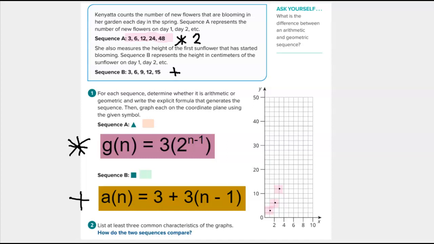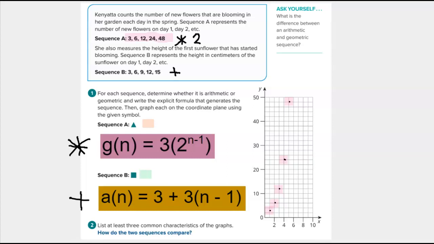The next point is 4, 24, so let's see, I'm at 4, here's 20, 22, 24, and then I'm going to put a little point there. That's a little bit off, it's actually a little bit more over here. And then my next point is 5, 48. So 5, and then up to 48. Here's 40, 42, 44, 46, 48. And then I'll put my point.